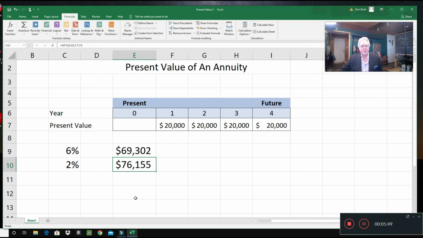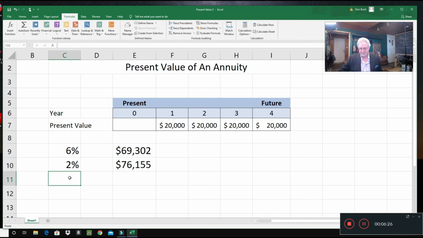So, in other words, if a person had $76,155 in an account and that account was paying 2%, that person could withdraw $20,000 at the end of year 1, $20,000 at the end of year 2, $20,000 at the end of year 3, and $20,000 at the end of year 4. There you go. In other words, the $76,155 is equivalent to these $20,000 here, but it's only equivalent at 2% interest rate. Any other interest rate that wouldn't be equal.